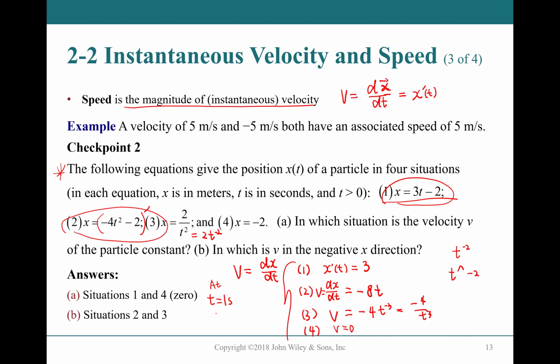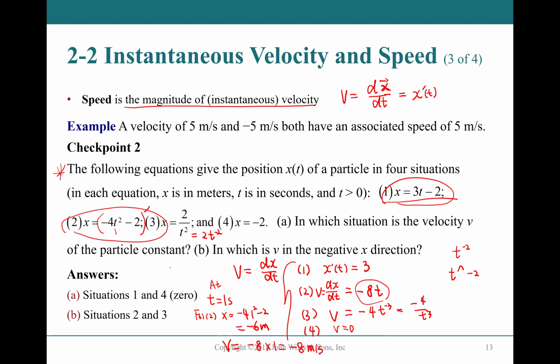So at t equals 1, for case 2, our position, you put 1 here, is negative 6, right? It's negative 4 times 1 squared minus 2, so it's negative 6 meters. But our velocity, how to do it? You should use this expression here and put t equals 1 there. So you get negative 8 multiplied by 1, which is negative 8 meters per second.